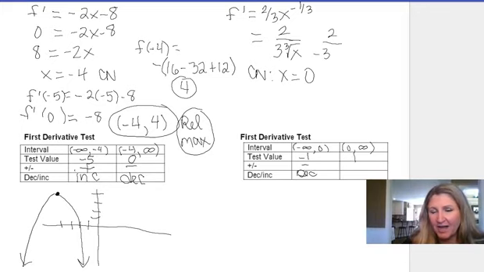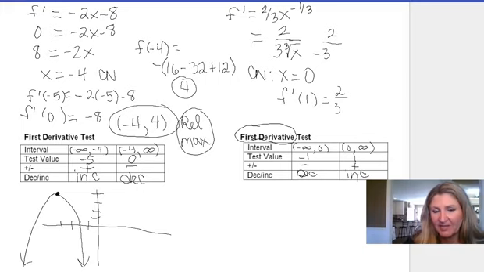Now I'm going to plug in positive 1. This always goes back into the first derivative. Plugging 1 back into that first derivative, I'm going to get f prime of 1, and that's going to be 2 over 3. Cube root of 1 is 1, so 2 over 3 is a positive number. So that slope is positive, so the function has to be increasing.